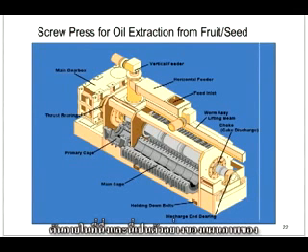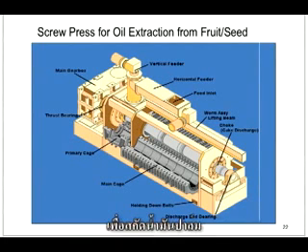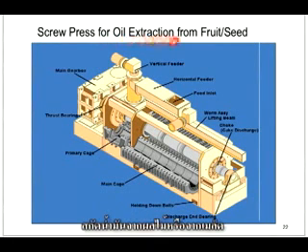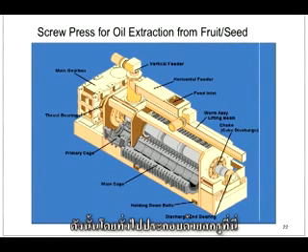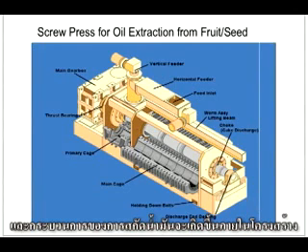And this is an example of the schematic diagram of a screw press. This might not be the same type that we normally use in the extraction of palm oil. In this case, this is actually the screw press for the oil extraction from the fruit or from the seed. So basically, it consists of the screw here and the feed inlet here, and the metal cage, and the outlet for the oil, and the process of extraction of the oil will occur inside this structure.